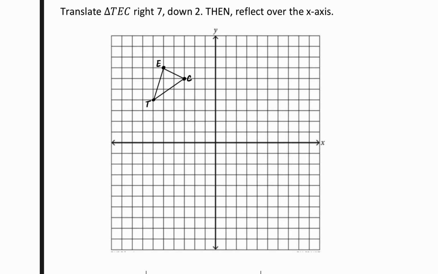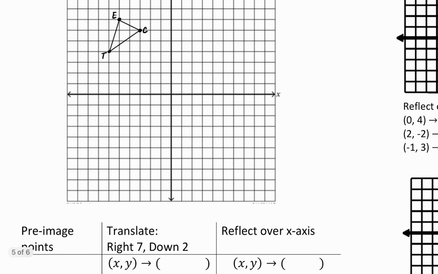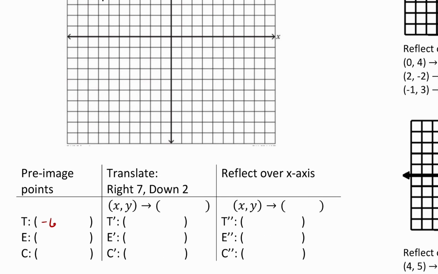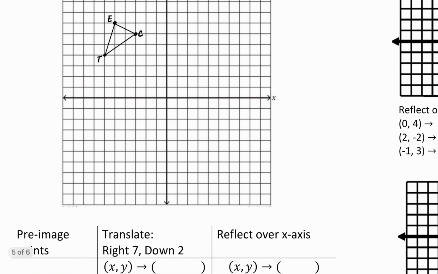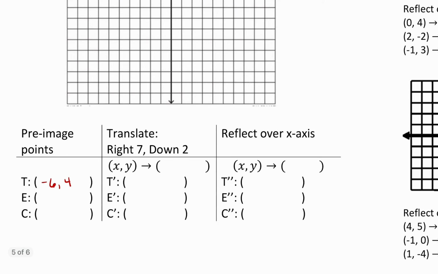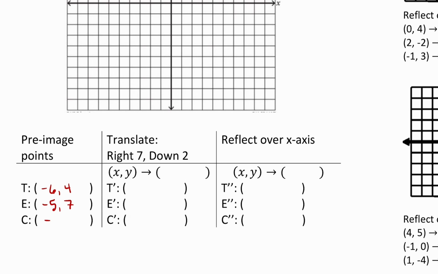So what I've done is I'll put a table down in the bottom. We're going to first get these points, so TEC. So we're going to say T is -6, +4. So we have -6, +4. E is -5, 7. And C is -3, 6. So we have our preimage now.